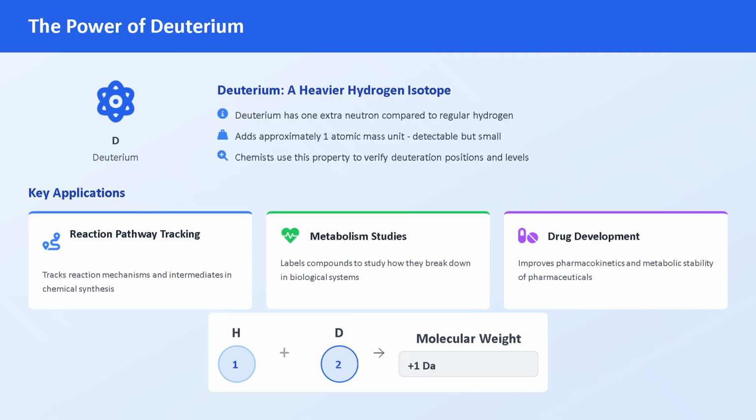Deuterium is hydrogen's heavier cousin, one extra neutron. And that single extra mass unit makes it detectable and useful. Chemists exploit it to track reactions, follow metabolism in biological systems, or tune a drug's pharmacokinetics. But that usefulness depends entirely on being able to verify where the deuteriums are and how many of them are in the molecule. And that's what our analytical toolkit exists to do.